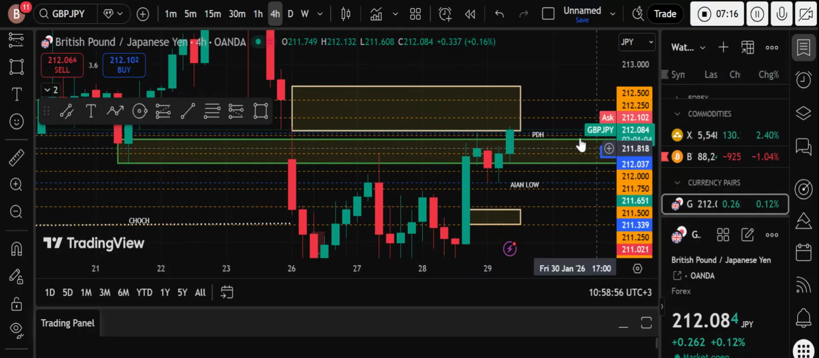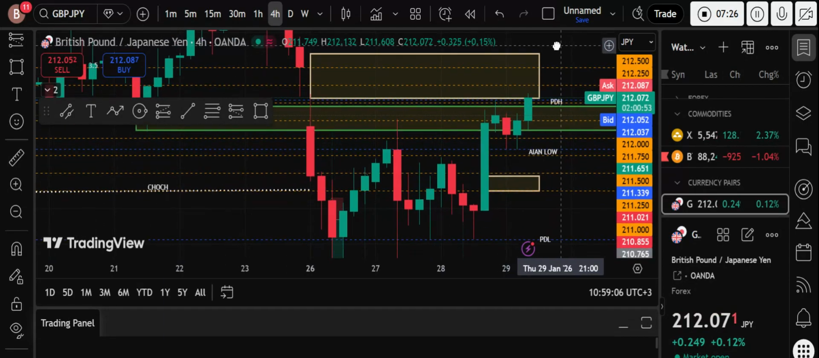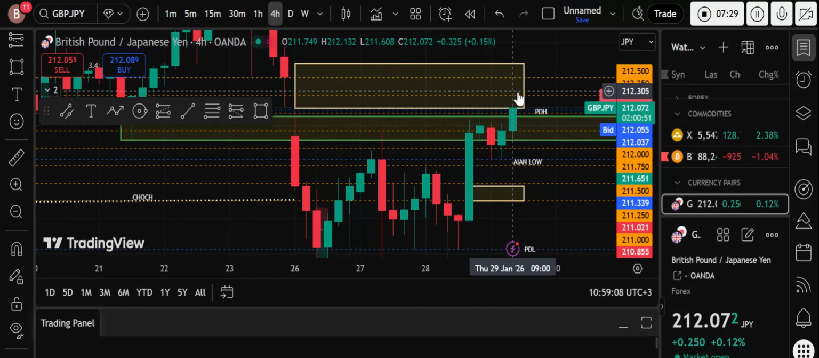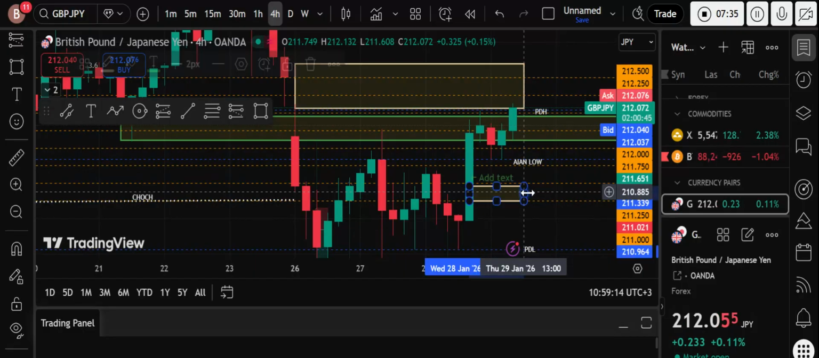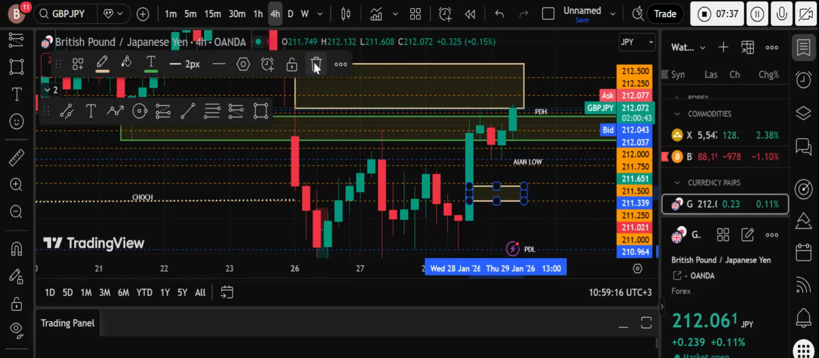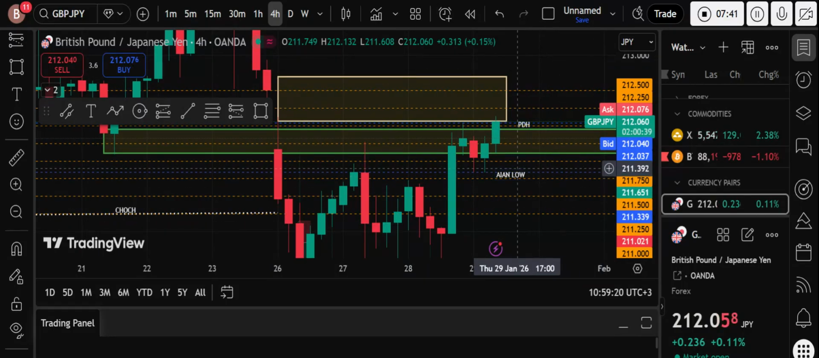Basically, the orange lines just help me with calculating my entries, and when I come to the chart, I can clearly see where price is. Is it near my TP? Is it near my stop loss? Basically, that's it. And we can see price is not respecting this zone, so I'm just going to remove that rectangle. This is the Asian low.